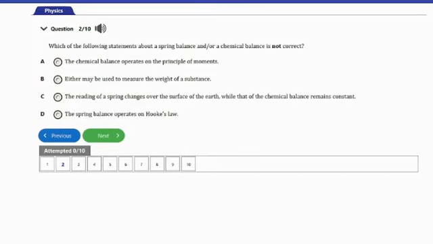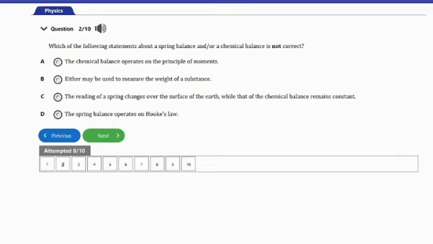So guys, the next question here is question number 2. It says, which of the following statements about a spring balance and or a chemical balance is not correct? We have A. The chemical balance operates on the principle of moments. B. Either may be used to measure the weight of a substance. C. The reading of a spring changes over the surface of the earth, while that of the chemical balance remains constant. D. The spring balance operates on Hooke's law.